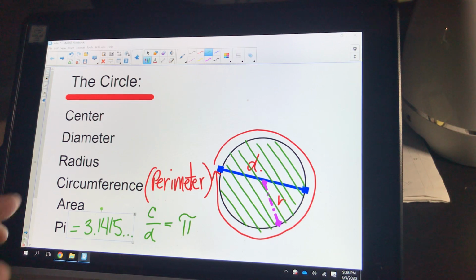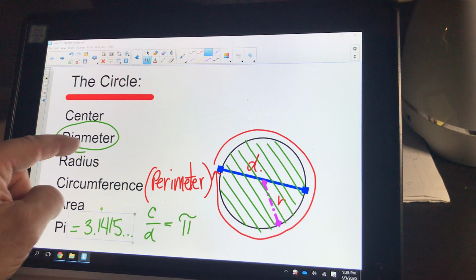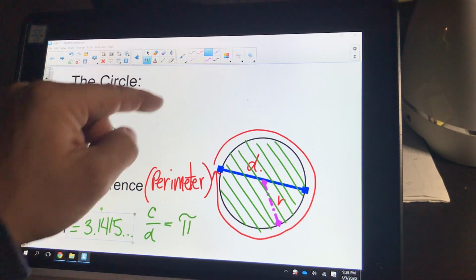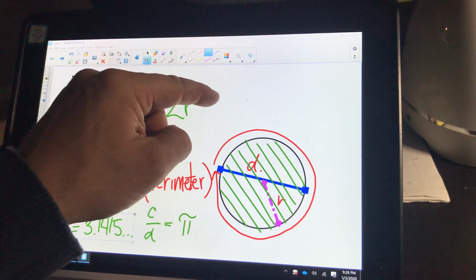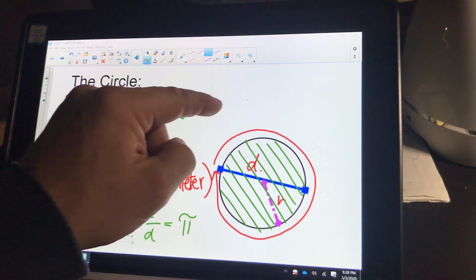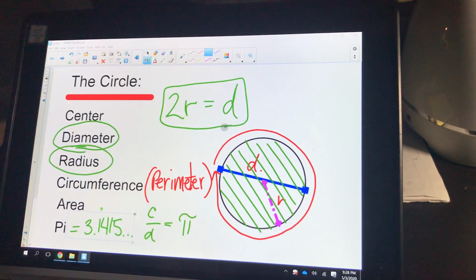Now, what we're going to do is focus today on just diameter and radius, okay? Because radius is halfway through the circle. That means 2 radius make up 1 diameter, right? So this might be a good thing to write down. 2 radius equal 1 diameter.